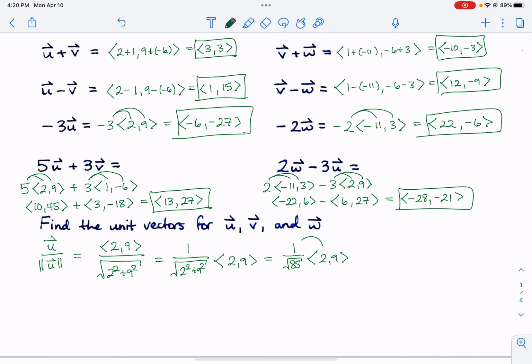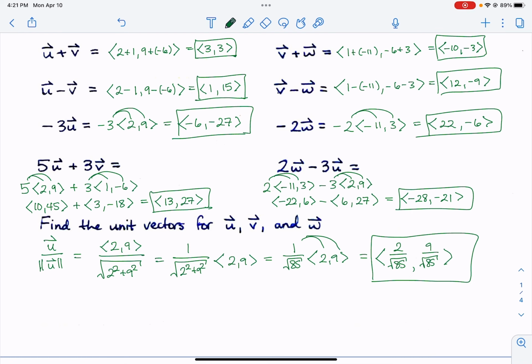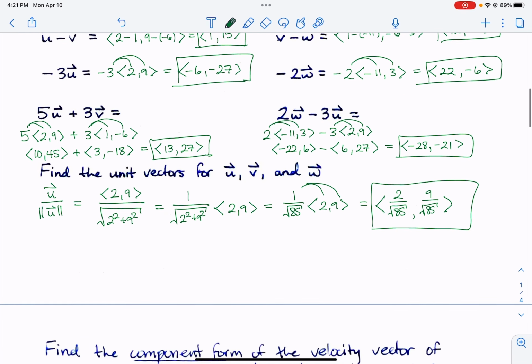And then, of course, we would want to distribute this in, right? So 2 times 1 over the square root of 85 is 2 over the square root of 85. 9 times that is 9 over the square root of 85. And I know your brains are probably saying this is not okay, but for the sake of vectors, we're going to leave these alone. It's actually better in a lot of cases to leave a vector like that.